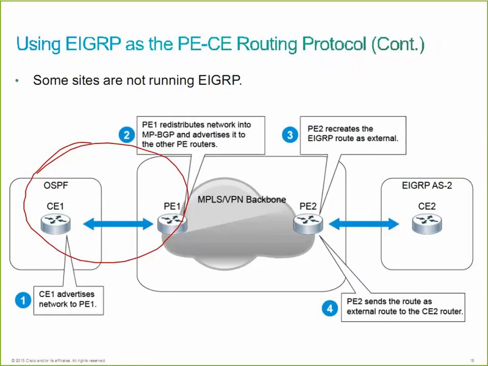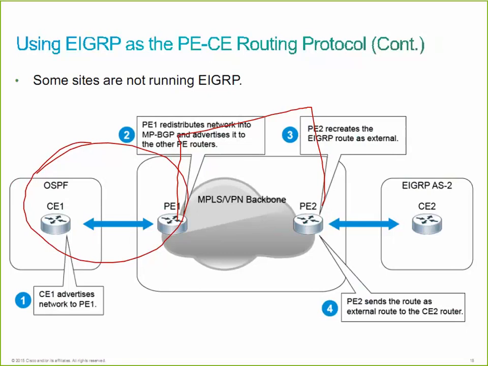And again, we can encode routing information into the extended community attributes within MPBGP. We use MPBGP to exchange the routes with the PE2 router. So we're going to receive the MPBGP update from the PE1 router. But in this particular case, it doesn't include any extended community information for EIGRP because there wasn't any, right? We started with OSPF, so there isn't any extended community information for EIGRP.